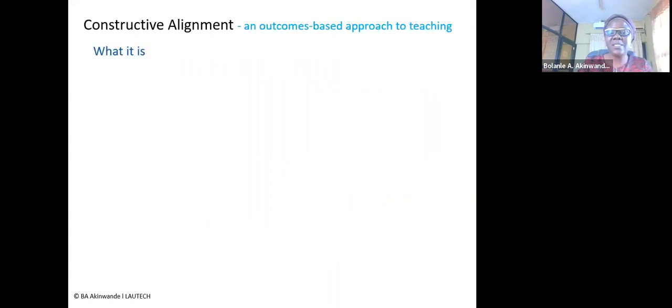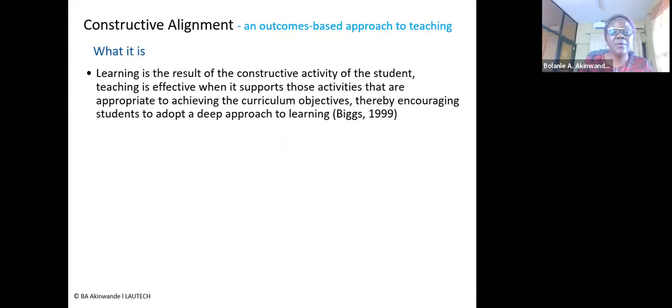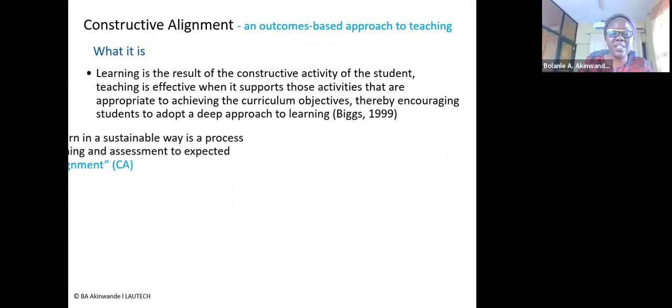Constructive alignment, as said before, is an example of an outcome-based approach to teaching. So what does this mean? Learning is the result of the constructive activity of the students. Teaching is effective when it is able to support those activities that are appropriate to achieving the curriculum objectives and thereby encourage students to adopt a deep approach to learning. This is according to Biggs, 1999.